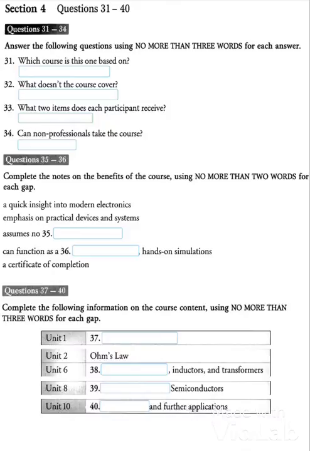The benefits of this course are that, first, it gives you a quick insight into modern electronics. Second, it puts emphasis on practical devices and systems. Third, unlike many other courses, no prior knowledge is assumed, but previous exposure to school-level science and maths is assumed. Fourthly, it can be used as a refresher course. Fifth, there is the benefit of getting hands-on simulations, and finally, all delegates completing the course will receive a University of Oxford certificate of completion.